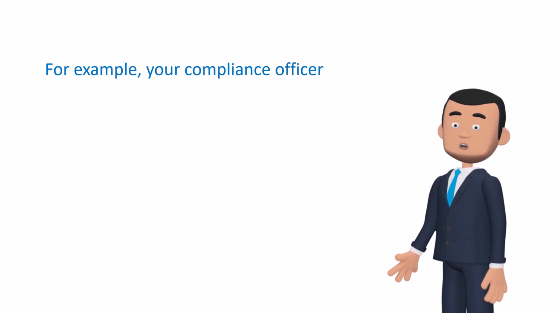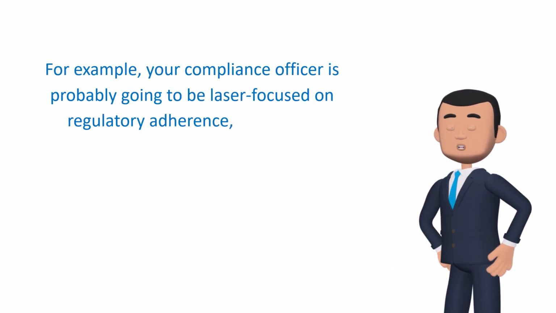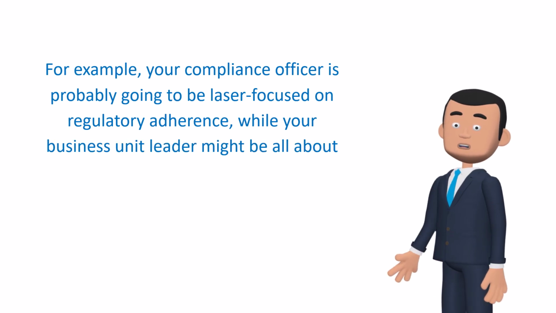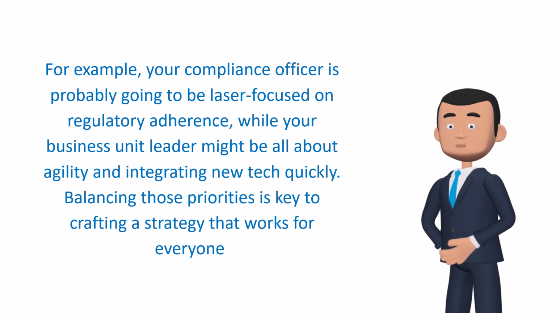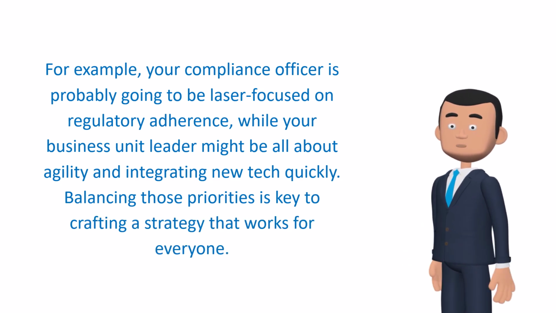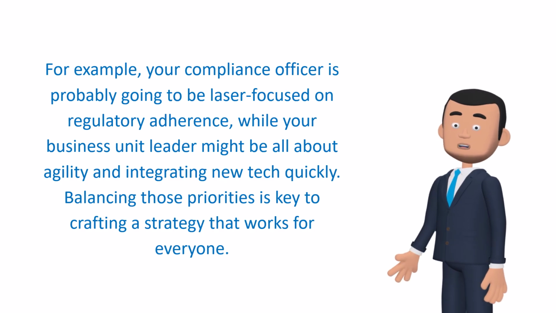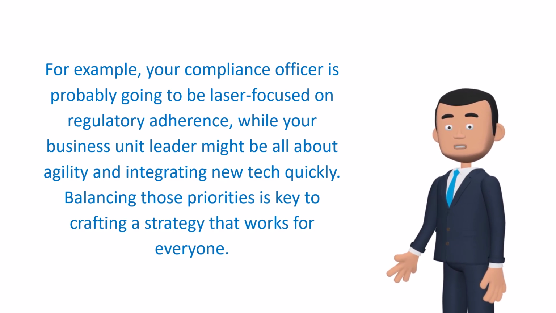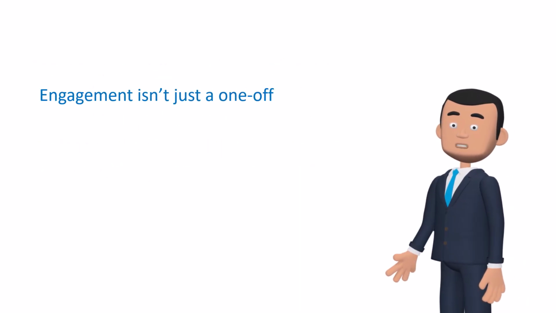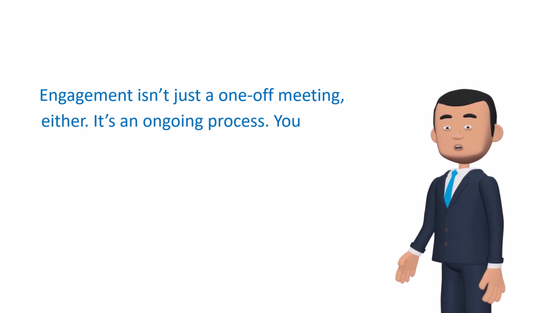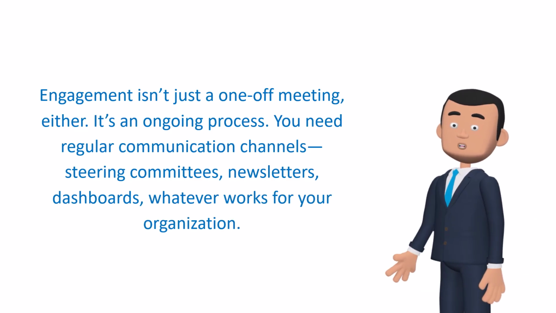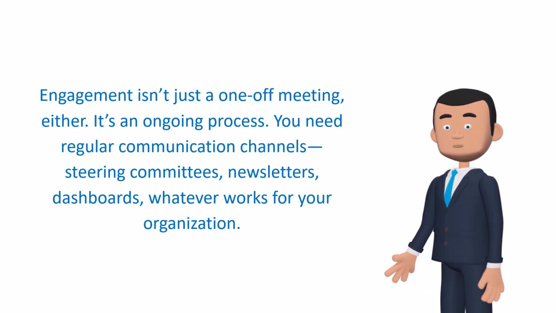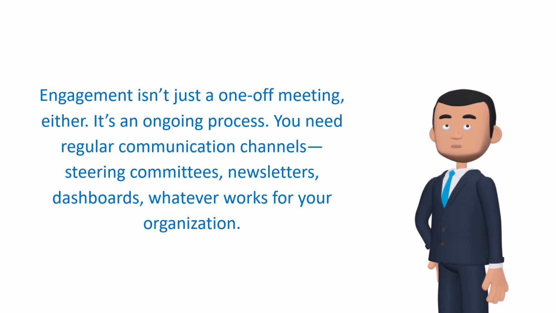For example, your compliance officer is probably going to be laser-focused on regulatory adherence, while your business unit leader might be all about agility and integrating new tech quickly. Balancing those priorities is key to crafting a strategy that works for everyone. Engagement isn't just a one-off meeting either. It's an ongoing process. You need regular communication channels, steering committees, newsletters, dashboards, whatever works for your organization.